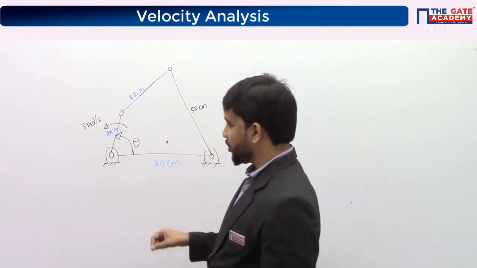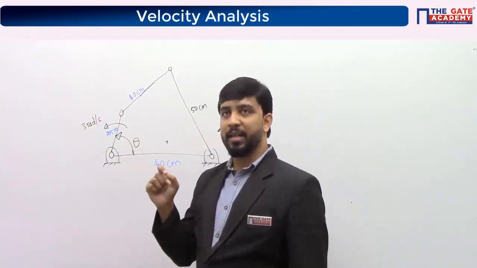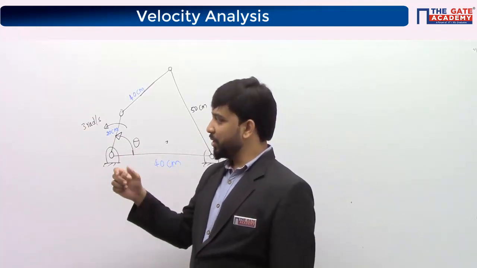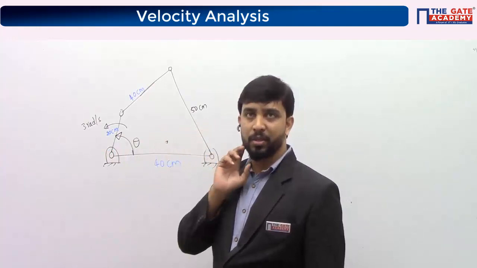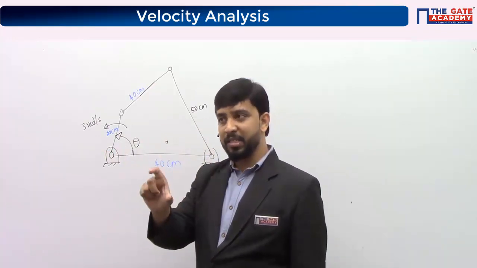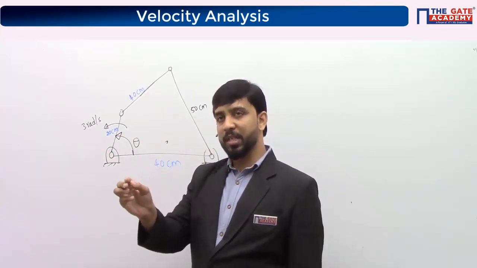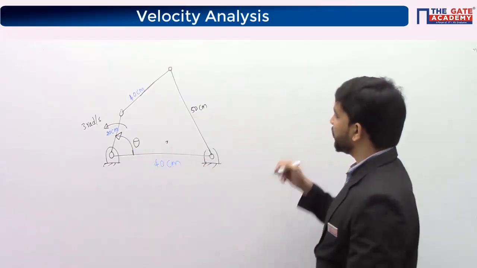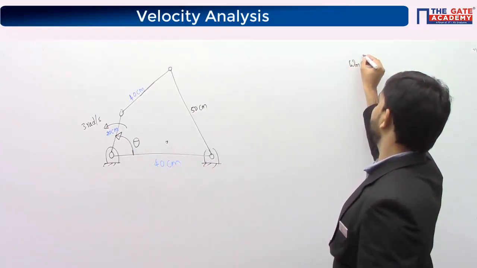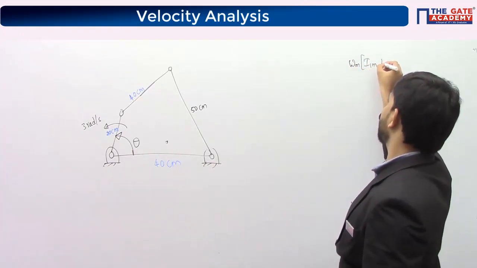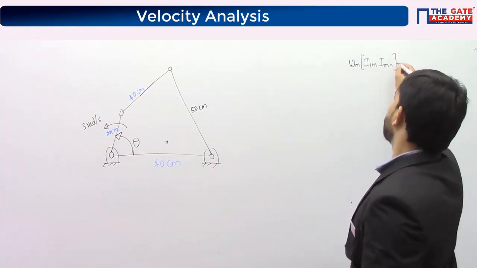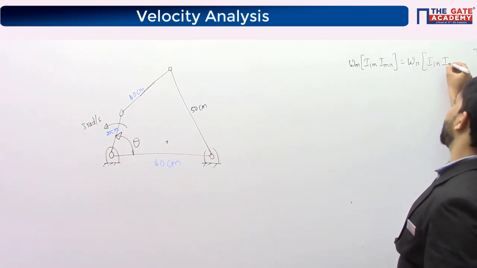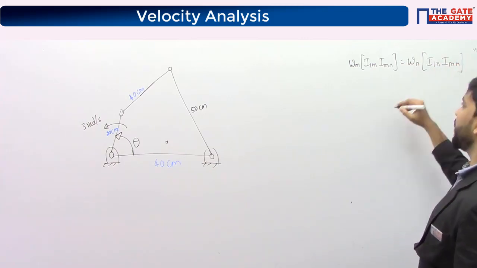Okay. Velocity analysis is always done at an instant because we have seen the formula for the angular velocity ratio theorem. It depends upon the distances between the eye centers. So the distance between I1m and IMN. If you see the formula, it is omega m into the distance between I1m and IMN, which is the same as omega n into the distance between I1n and IMN. This formula is easy to remember, okay?